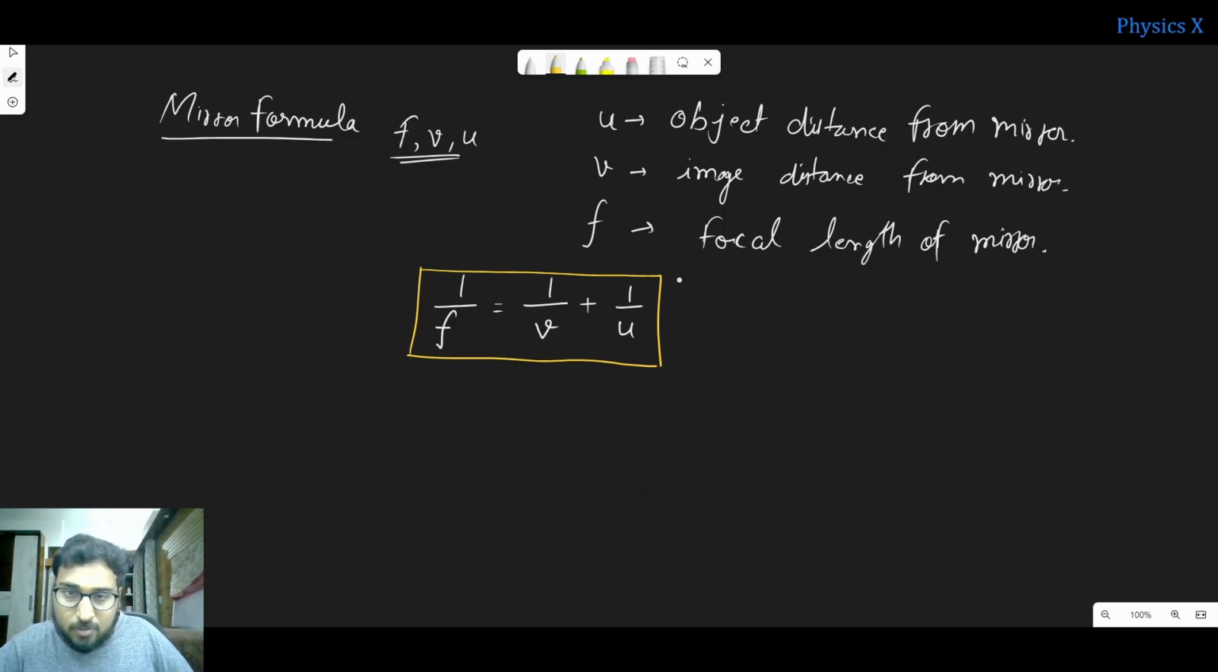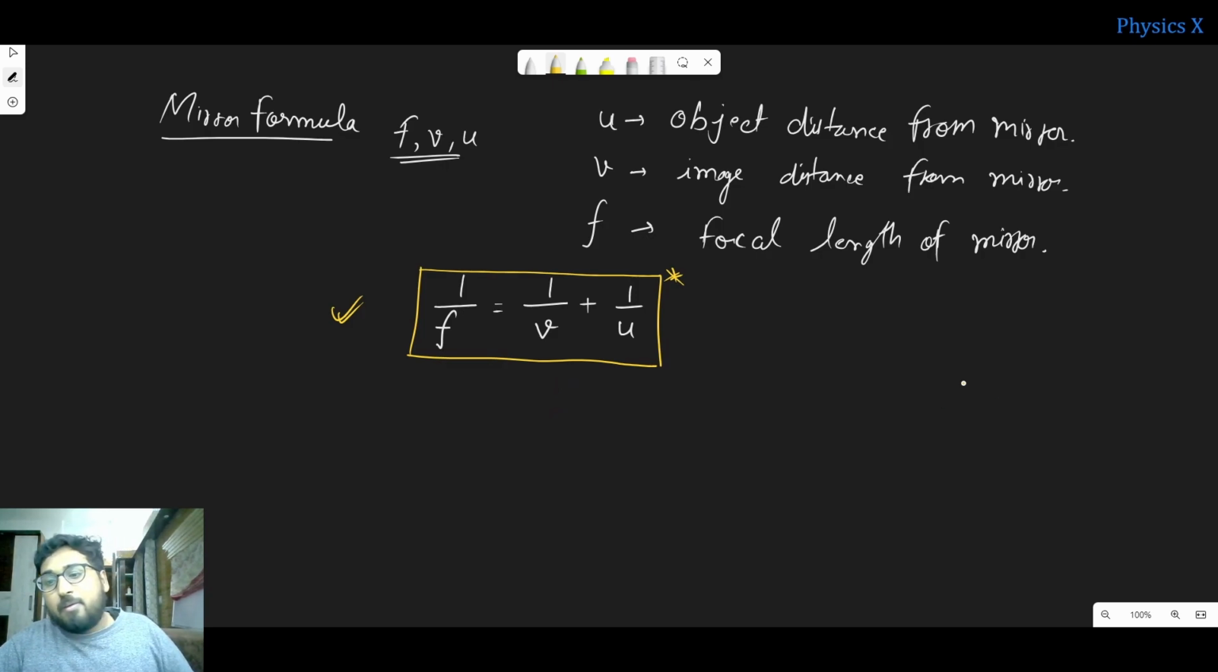By this you can establish a relationship. If two of the quantities are given to you, you can find the third one. This is the relation between focal length, image distance and object distance. We will be seeing the numerical problems in the next class, with all the reflection portion, that is plane mirrors, concave mirror and convex mirror. For now, just understand this mirror formula.